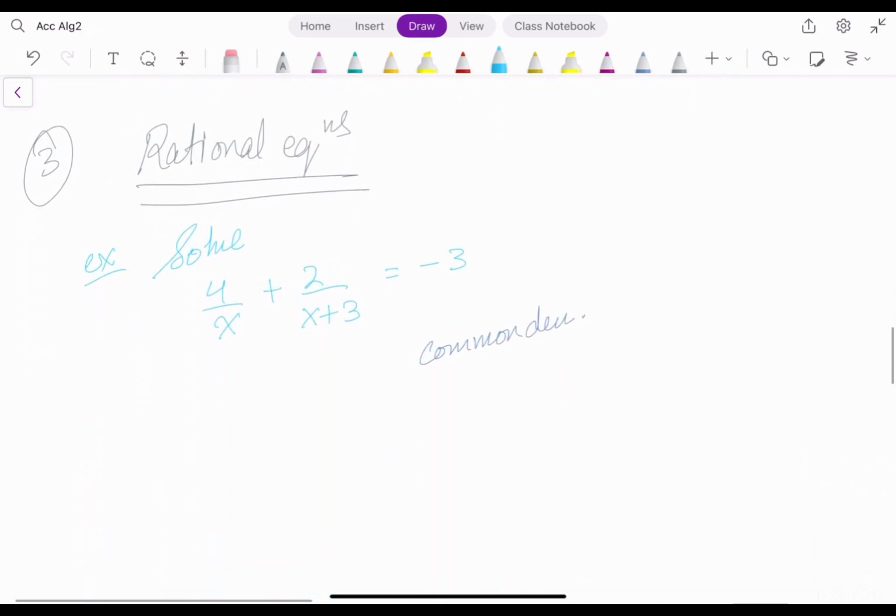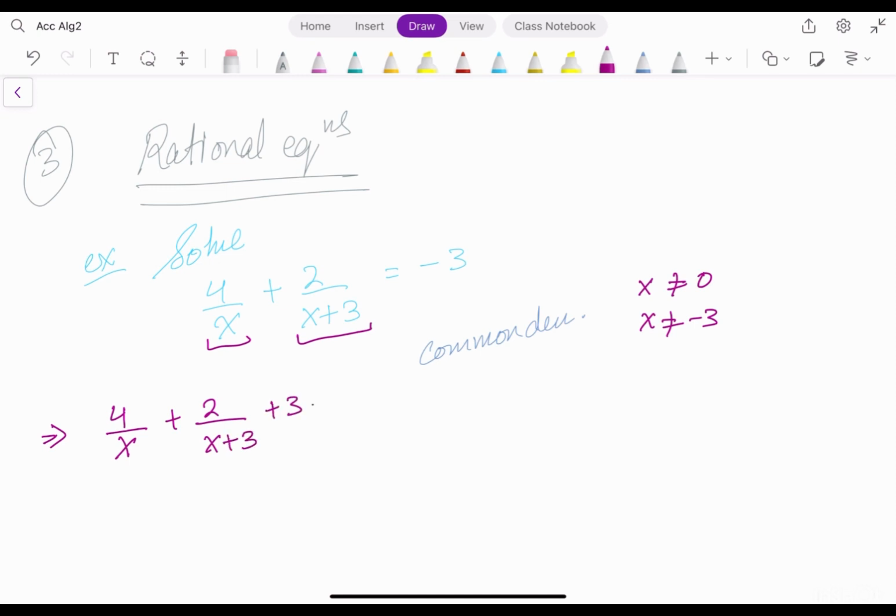Now, the third type in this category is rational equations. Rational, as the name indicates, means something that is in the numerator and the denominator. Let's understand with this particular problem. So we have a fraction and a fraction. With those two fractions, if I set the denominators equal to 0, the two answers that cannot be true for this equation are 0 and negative 3, because these will make the equation undefined.